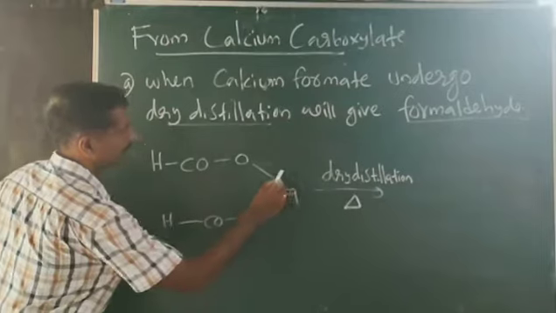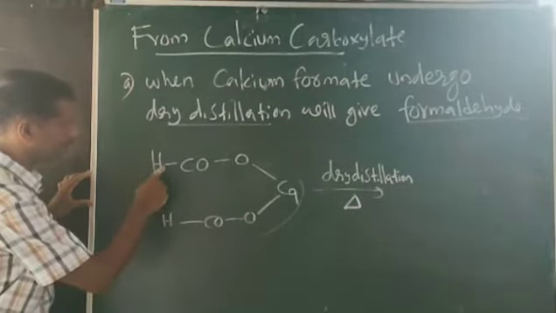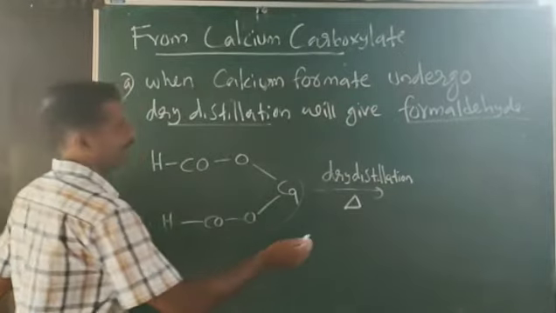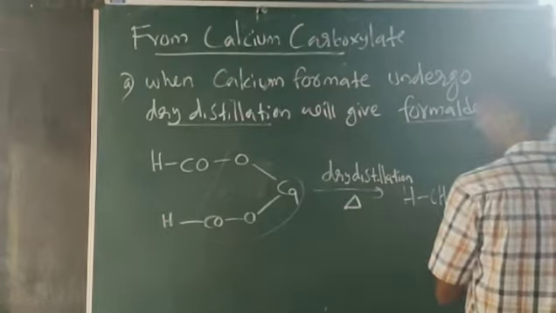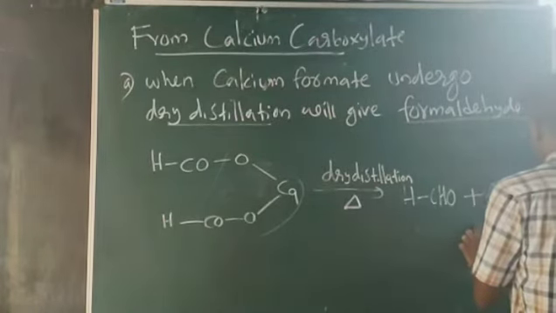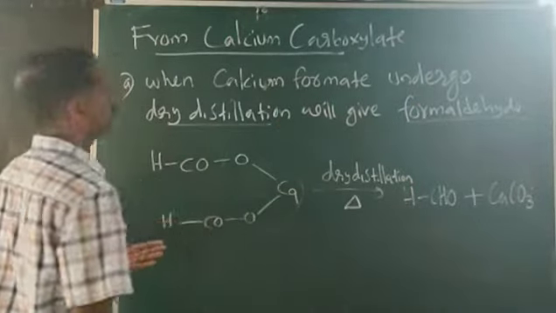CaCO3 will be eliminated. Then what will be remaining here? HCHO, that means formaldehyde, plus what will form? Calcium carbonate, CaCO3. This way we are preparing formaldehyde from calcium formate.